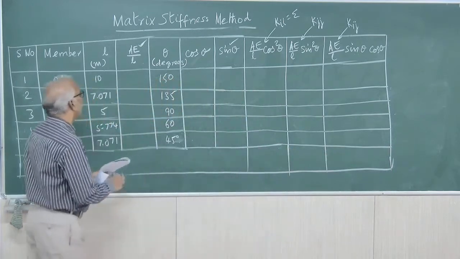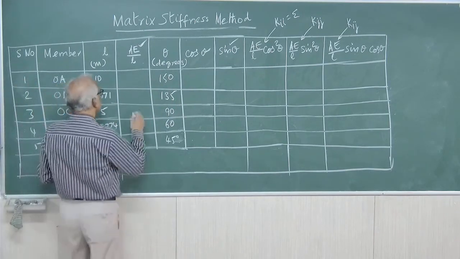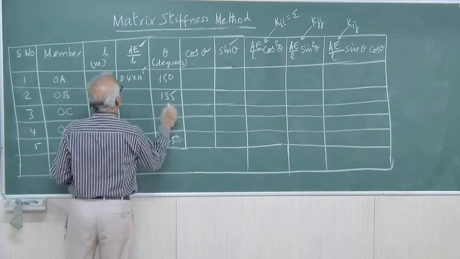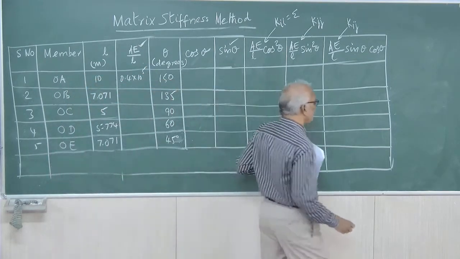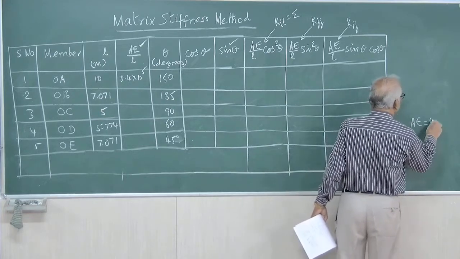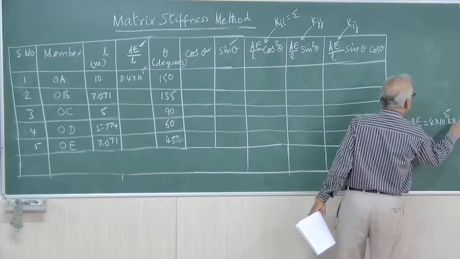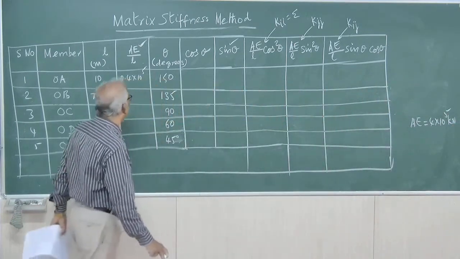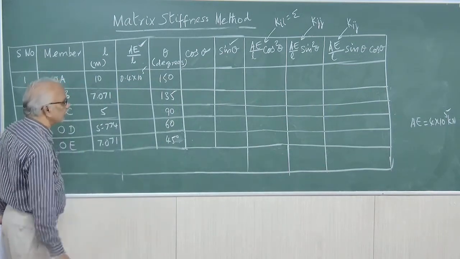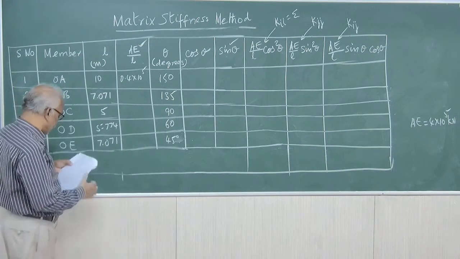Right. Now, AE by L equal to 0.4 into 10 power 5. Because AE by L, already we have the value of AE separately. AE equal to 4 into 10 power 5 kilonewton. Already we have calculated AE equal to 4 into 10 power 5 kilonewton. So 4 by 10 will be 0.4 into 10 power 5. AE by L will be 4 into 10 power 5 by 10 equal to 0.4 into 10 power 5.